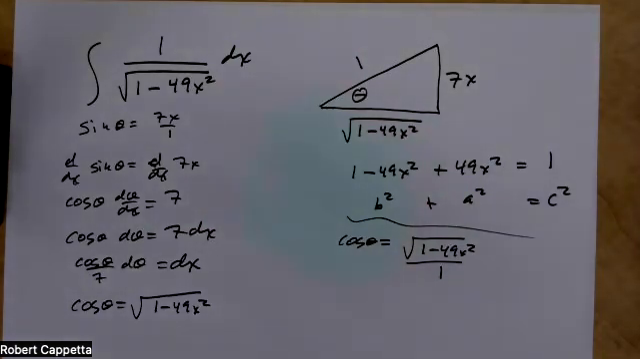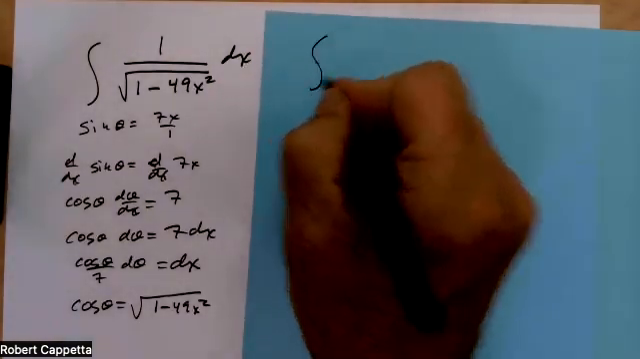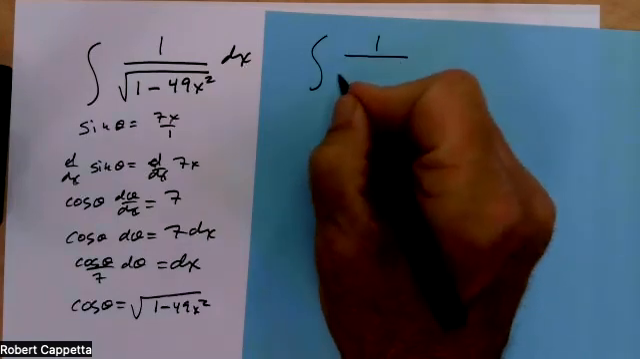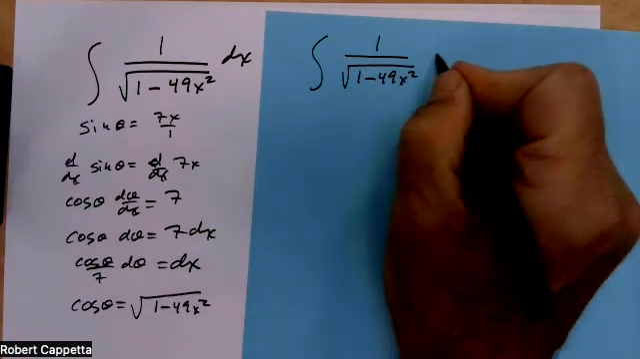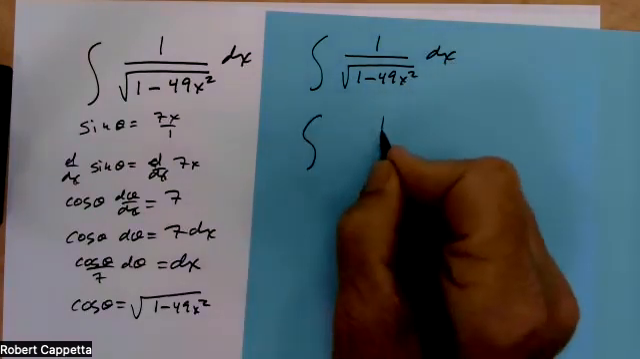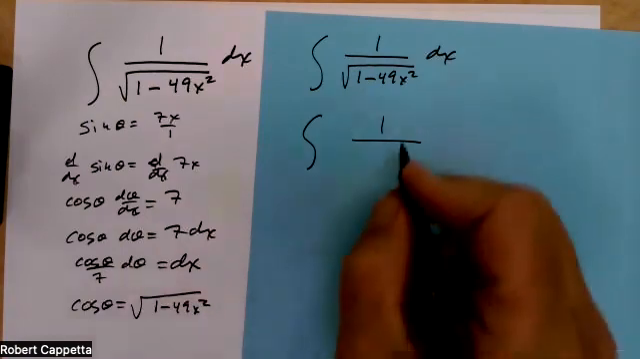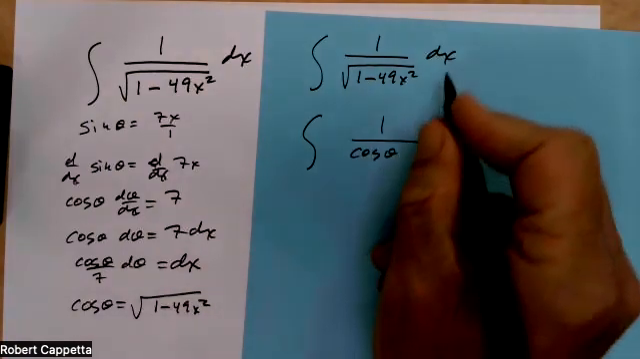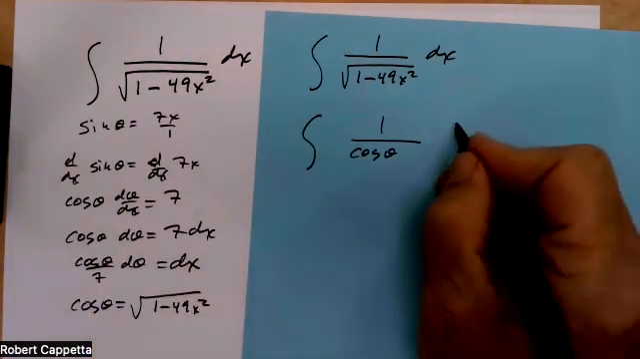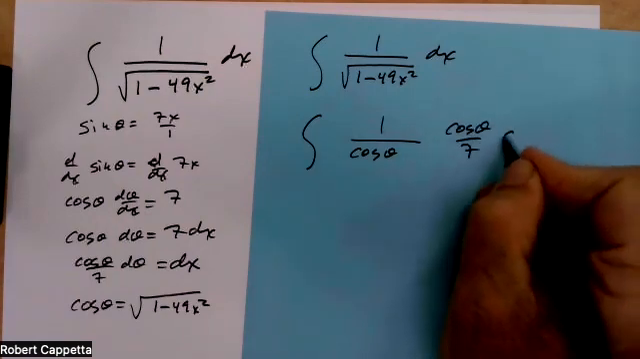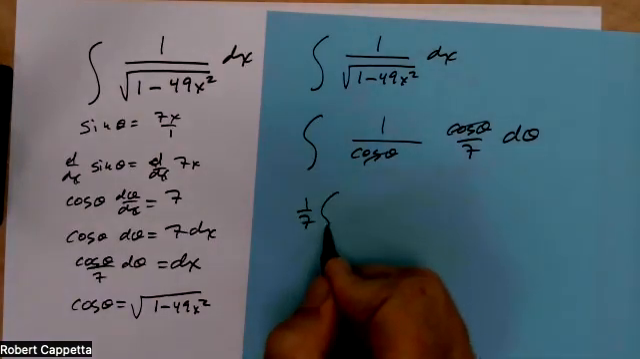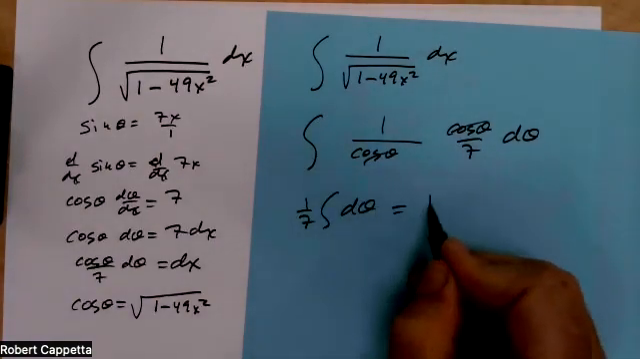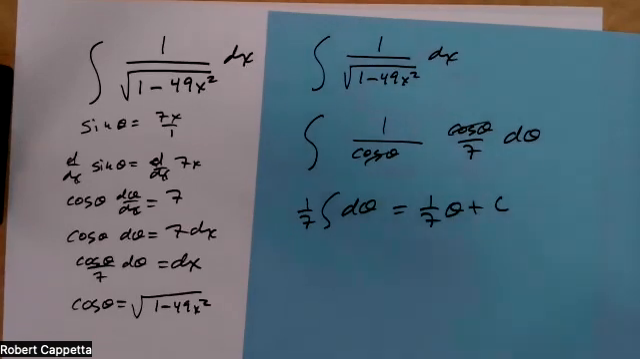So let's go back and look at what we have. This was our question. Integral of 1 over root 1 minus 49x squared dx. Root 1 minus 49x squared is cosine theta. Dx is cos theta over 7 d theta. The cos thetas go away. We get 1/7 integral of d theta, which is 1/7 of theta plus c.